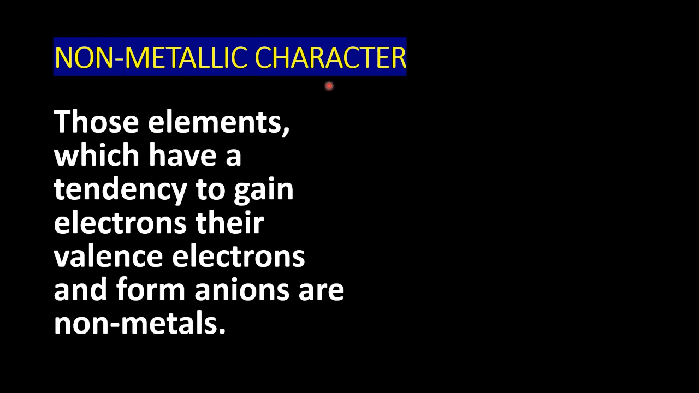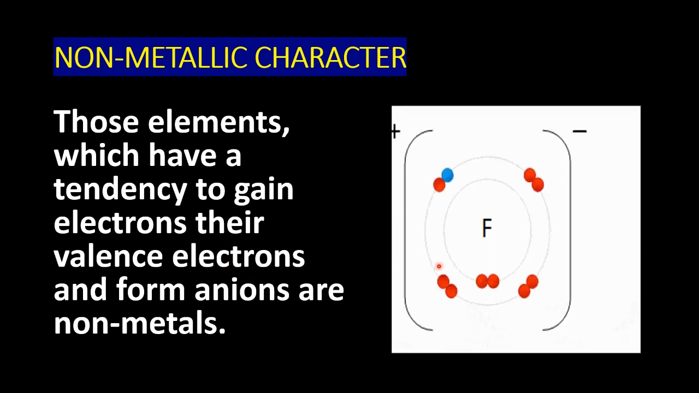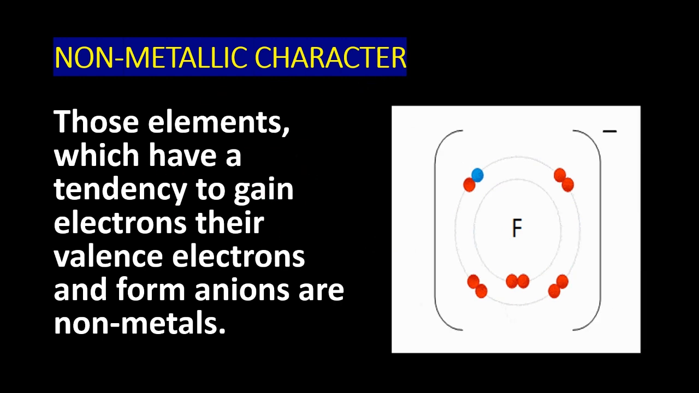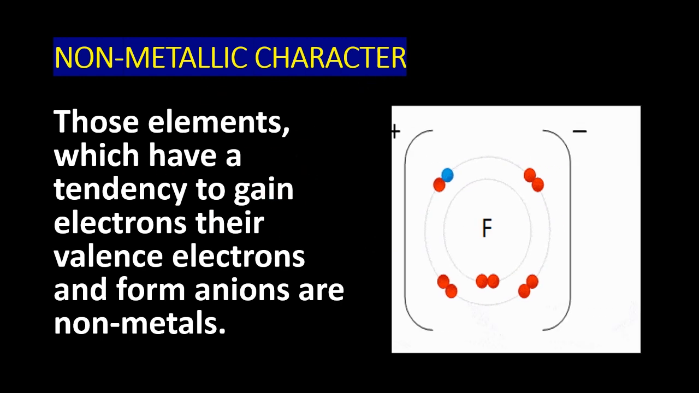And opposite of that will be non-metallic character, where some elements have tendency to gain electrons in their valence shell, and when they gain electrons they will form what? They will form anion. So here the fluorine is gaining an electron and forming the anion, so this character is known as non-metallic character.